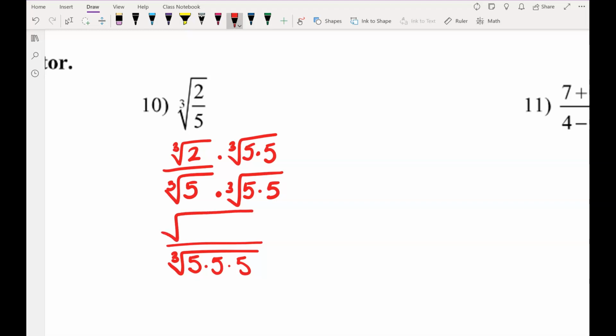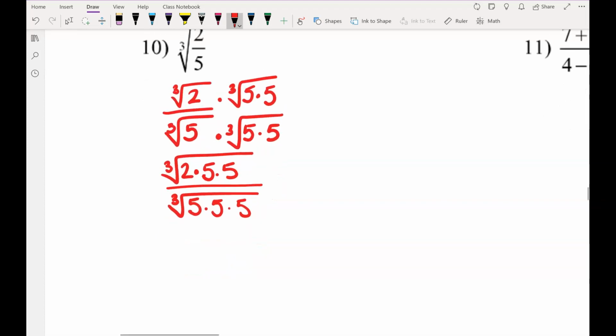On the top, we will write them together, 2 times 5 times 5. So now, on the numerator, we can't really simplify because we don't have 3 identical items. We have 2 times 5, which is 10. 10 times 5 is 50. So that's going to have to stay under the root. But on the bottom, we got 3 5s with an index of 3. So that is now out of the radical, and we box that up.